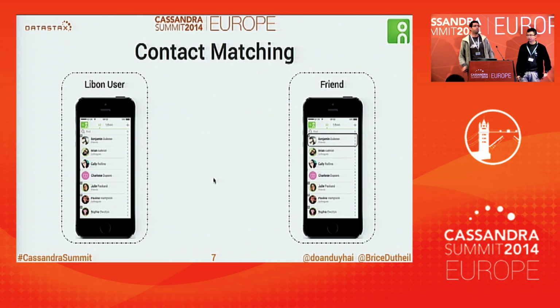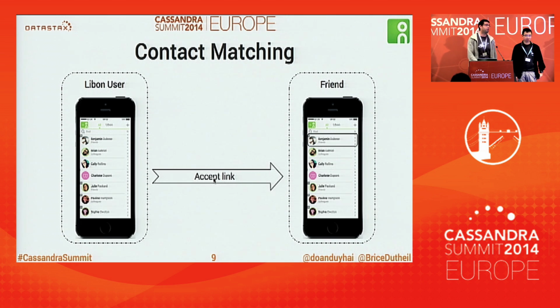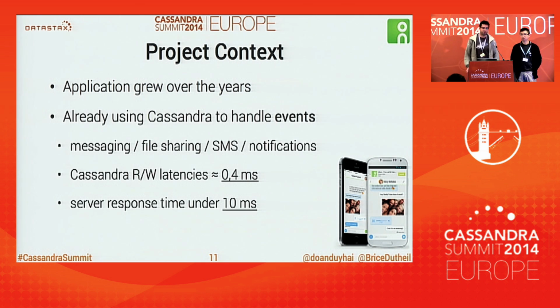If I am a Libon user and I have a friend that happens to have my number and this friend joins Libon, there will be a contact matching performed by the Libon application. And if I accept this contact, I will be connected to this friend. Libon grew over the years in terms of users, and we already had experience with Cassandra, with events. I talk about messaging, and that's exactly where we have put Cassandra.